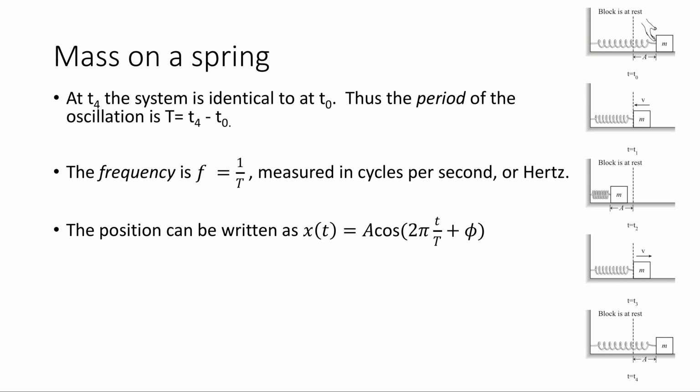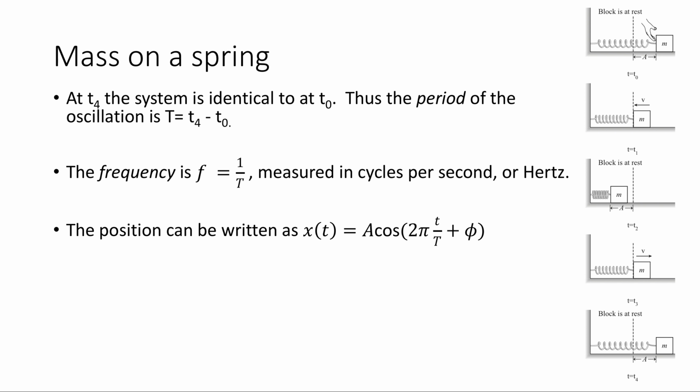We also need to add in a phi, which is an arbitrary phase shift. The phi basically tells us where in the cycle we start. So for example, consider doing exactly the same experiment, but starting with the block to the left of the equilibrium position by distance a.